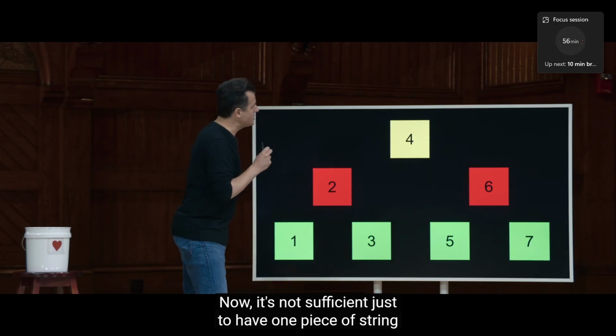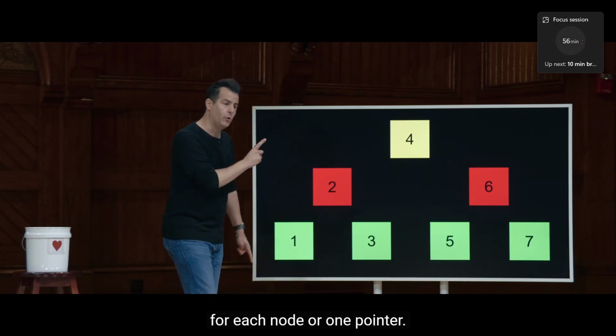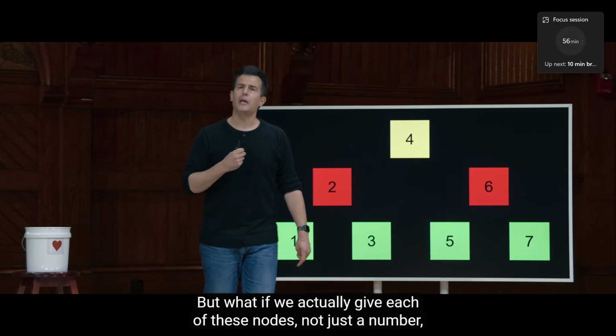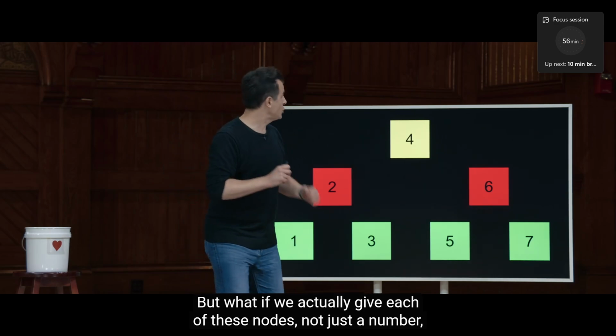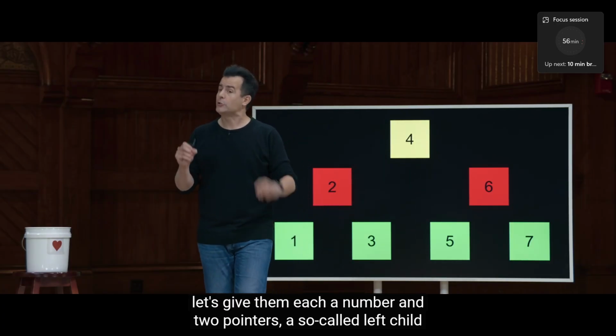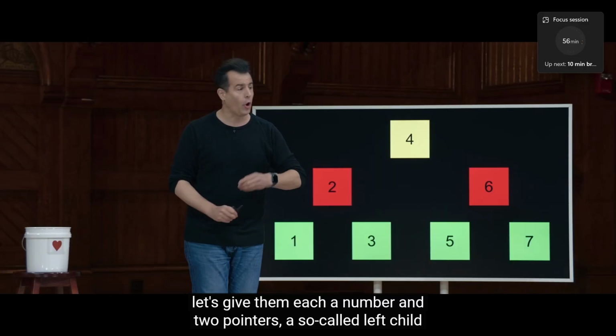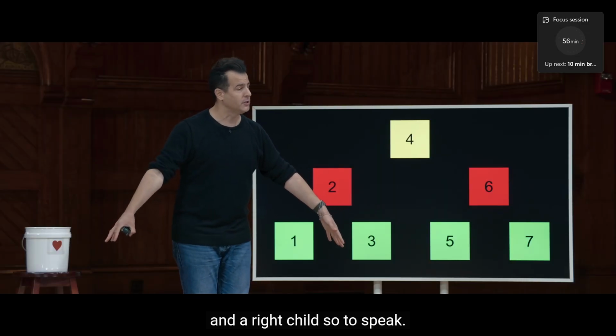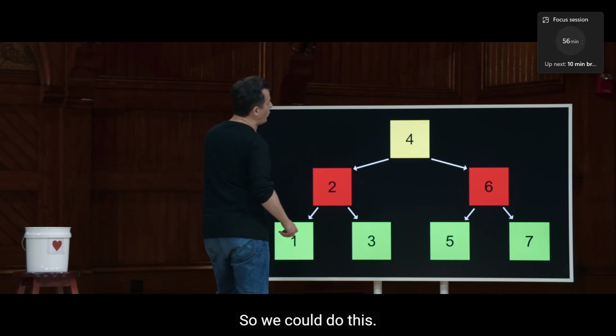Now, it's not sufficient just to have one piece of string for each node, or one pointer. But what if we give each of these nodes not just a number, like the number 4, the number 2, the number 6, but a number and 2 pointers, a so-called left child and a right child, so to speak. So we could do this.